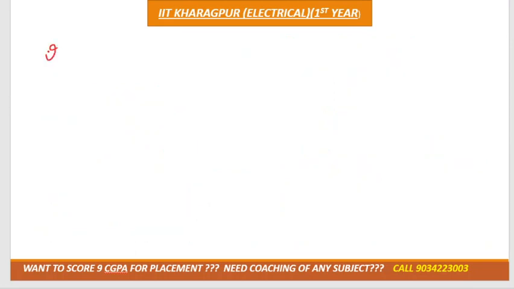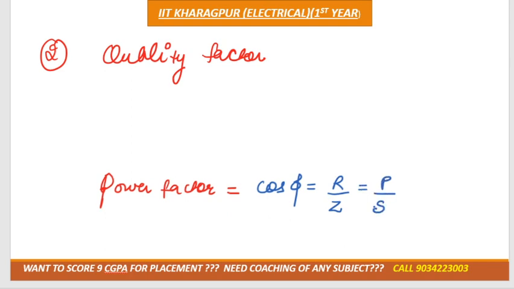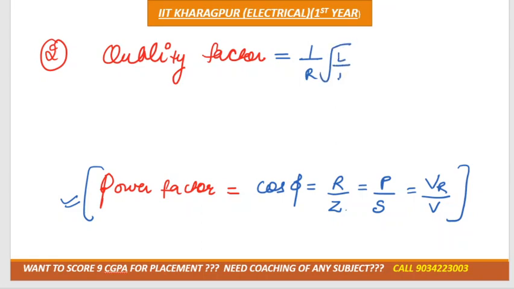Another thing which you need to know about the resonance is the quality factor. Remember in the series circuit or in the parallel circuit we read one term, power factor, right? Can you tell me what is the formula for the power factor? Okay, so that depends on which triangle is given or which term we already know. The quality factor formula is 1 by R root L by C.